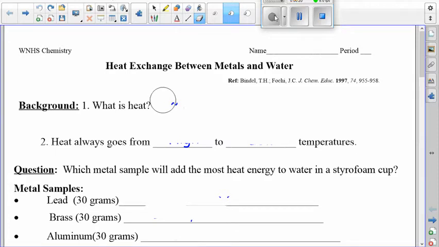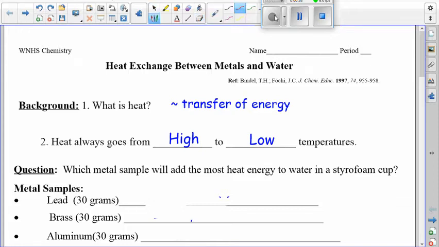Officially, heat is a transfer of energy. So when energy is transferred, we're talking about heat. And so we always talk about the direction of heat. It's always going from what to what? Always going from high temperatures to low temperatures.